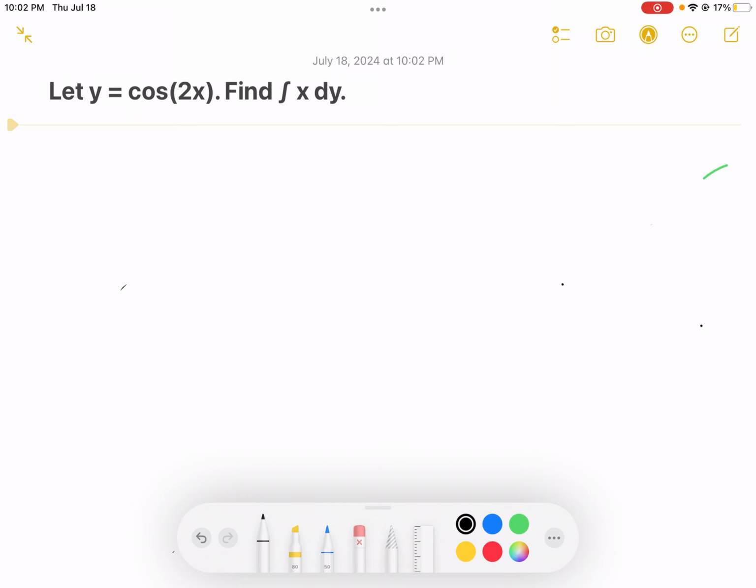Let y equal cosine of 2x, find the worm of x dy. Sorry, it's not chemistry, it's mathematics. So we have the worm of x dy, so we need to find that, and we're given that y is equal to cosine of 2x.